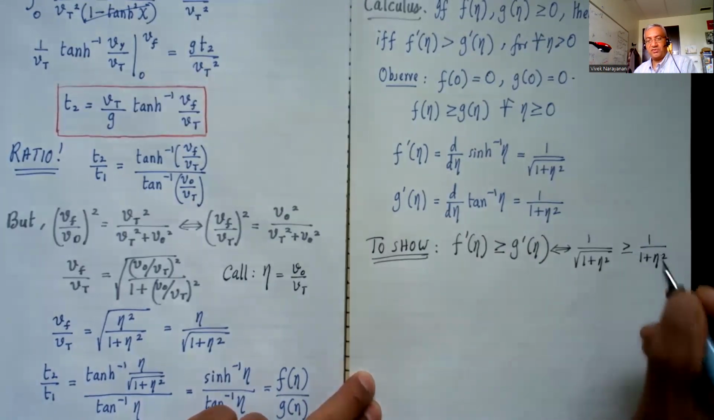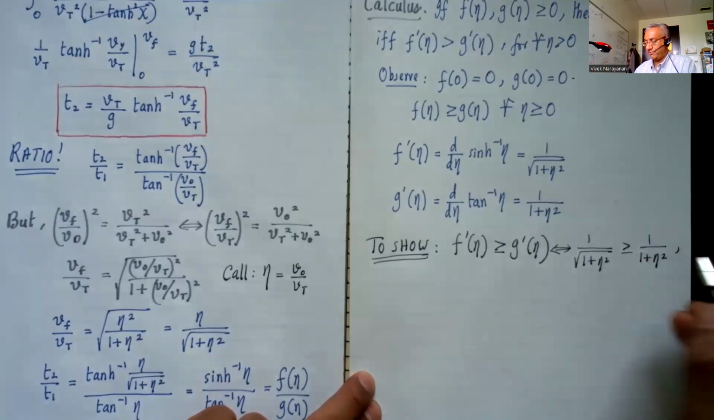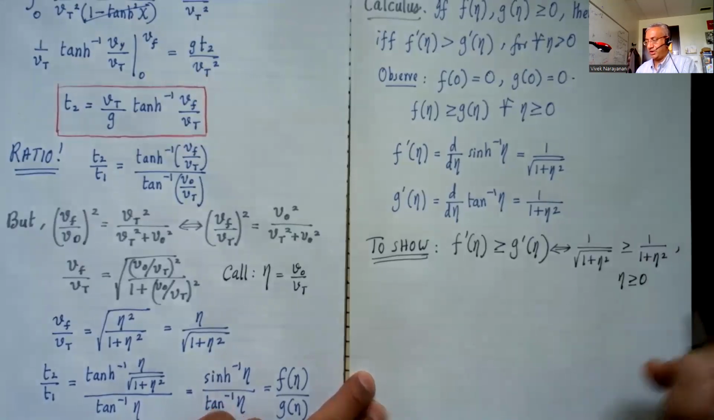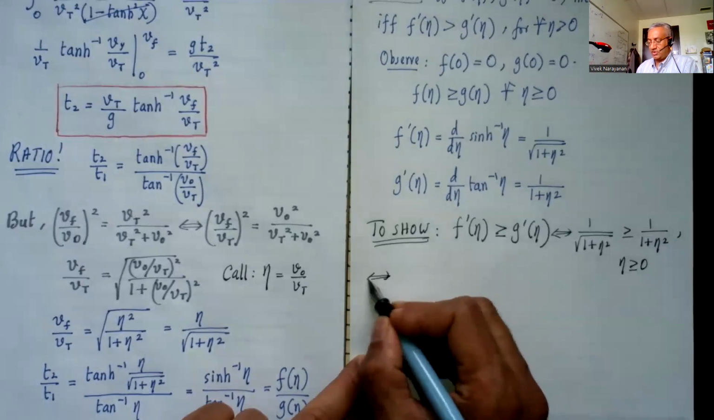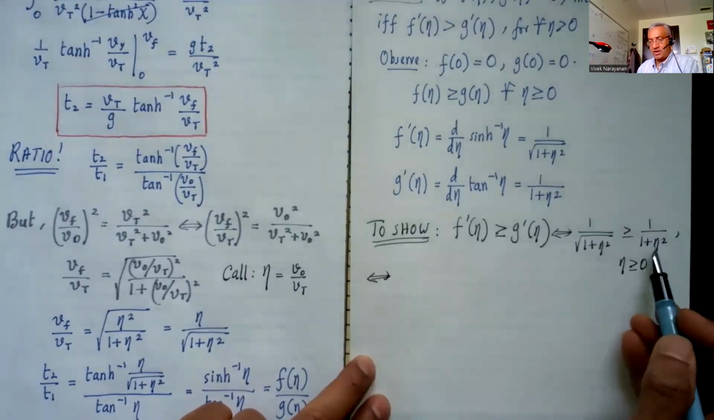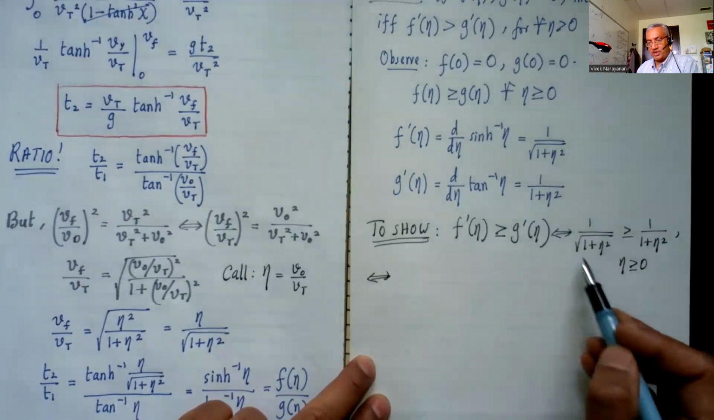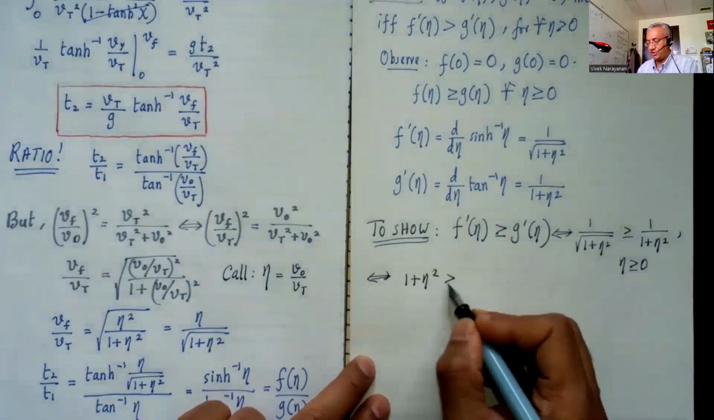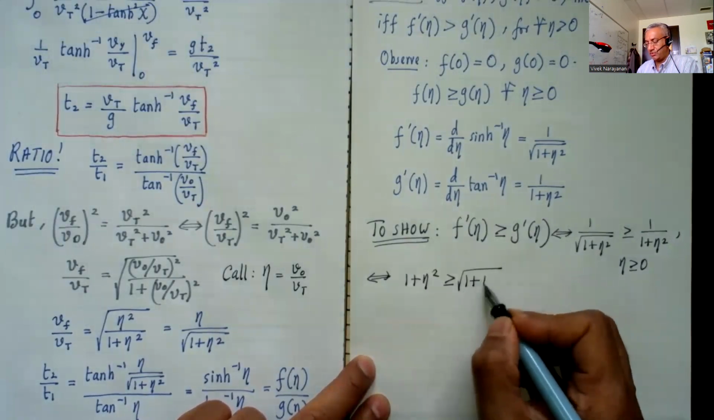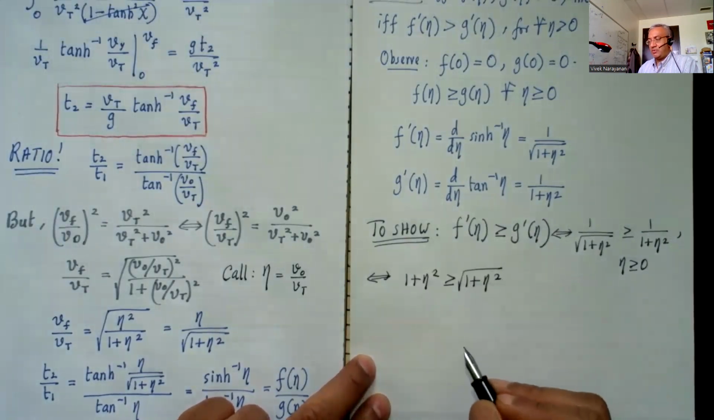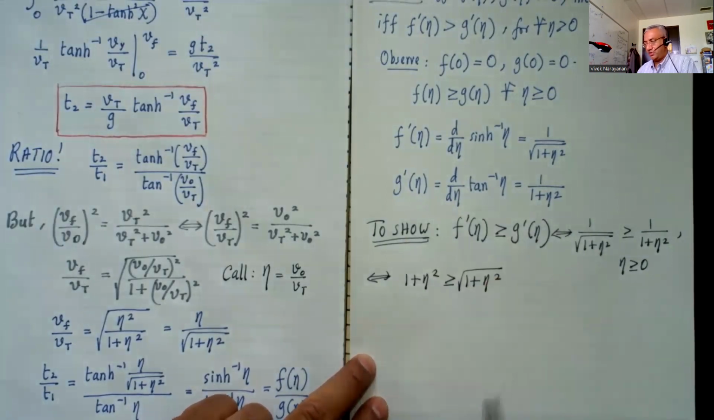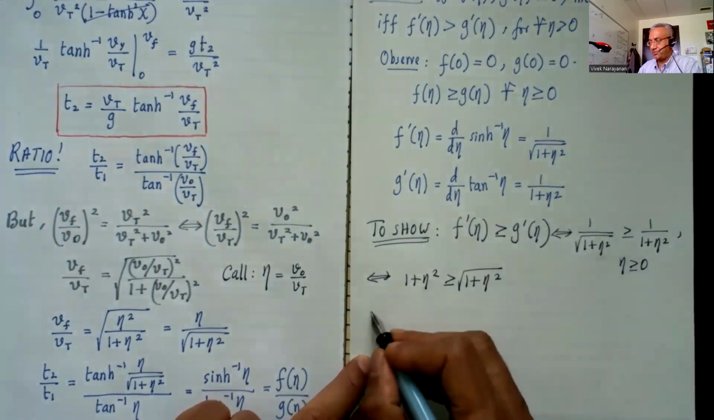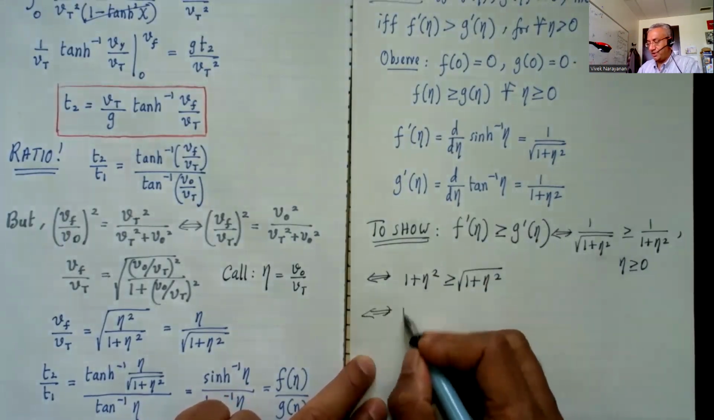Now, if you're able to see this, good. You're a gifted person. I'm not, so I have to do some more. I'll take 1 plus eta squared over there and square root on that side. So I get 1 plus eta squared is bigger than or equal to root 1 plus eta squared. Well, I'm kind of dumb. I don't immediately see that's obvious. So I'm going to do one more step, which is squaring both sides. At some point, I'll see the light.